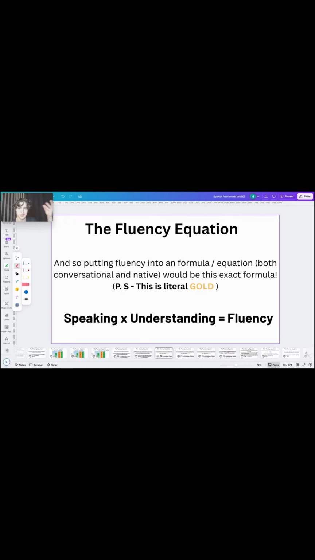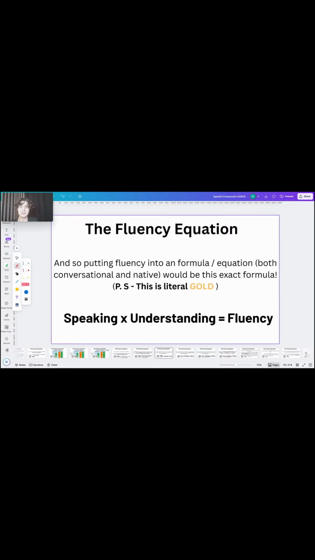And because we know that that's what fluency is, that's what a conversation is, speaking multiplied by understanding is what we should be repeating on a consistent basis. Because then we're not memorizing, we're actually using. And that's the difference. Because when you use something consistently, you just naturally learn it, okay? Because it is impossible for you to not learn the word salt if every single day at the dinner table, your dad asks you to pass the salt, right?